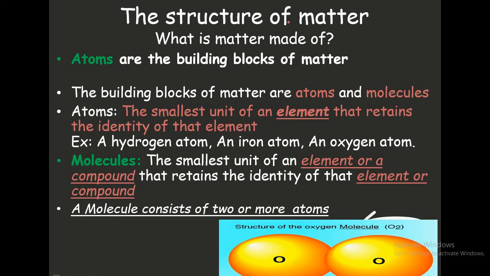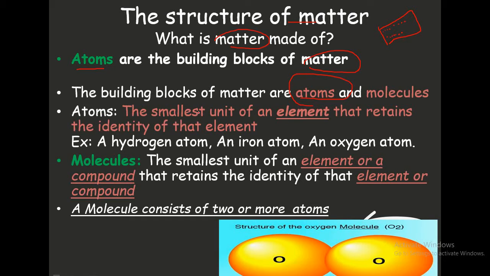Structure of matter. What is matter made of? Any matter is made of tiny particles, or very small particles. This particle is called an atom. So atoms are the building blocks of matter. For example, this box consists of tiny particles. These tiny particles, or building blocks, are atoms. So the building blocks of matter are atoms or molecules.